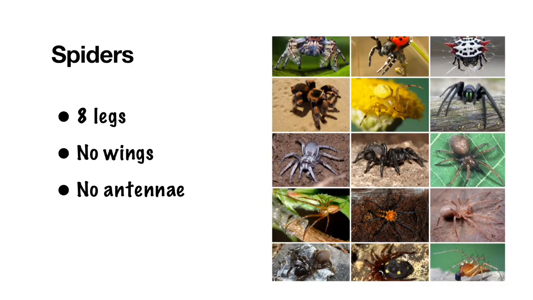Now spiders, they are part of the arachnid family, and they have 8 legs, no wings, no antennae. So they're a little bit easier to spot. They will have 4 legs on one side, 4 legs on the other. They never have wings and they never have antennae.